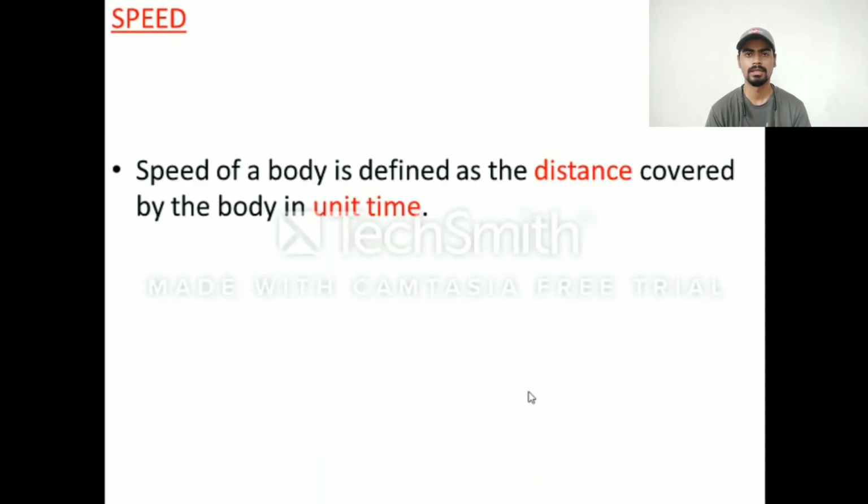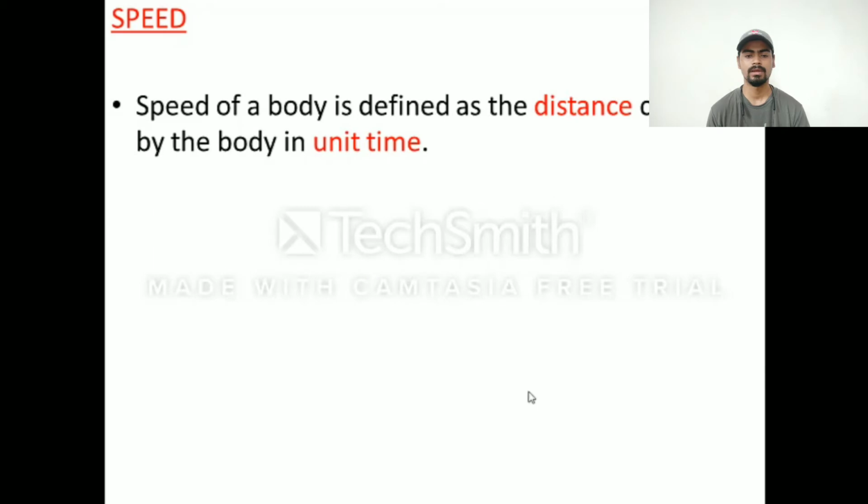Now what is speed? Speed of a body is defined as the distance covered by the body in unit time. So this is how we can define speed, that is, speed is equal to distance upon time. Say you are traveling a particular distance and you have covered that distance in a particular time. When you take the ratio of the two, you will end up getting the speed of that particular body.